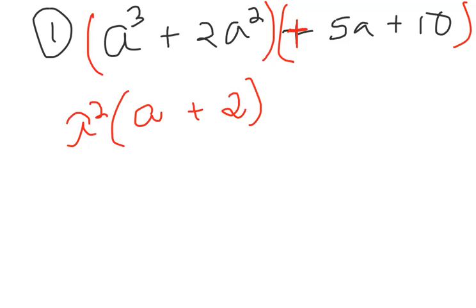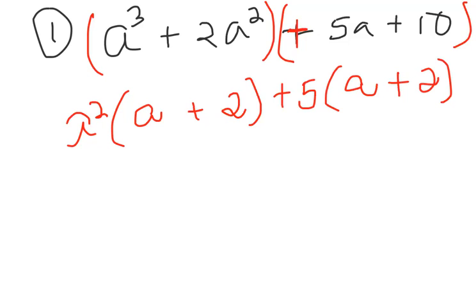So the other parentheses, in order for this to work, must also be a plus 2. So now we go to the second group, 5a plus 10. What does 5a and 10 have in common? They have a 5 in common. So we're going to go ahead and factor out the 5. If we have 5a, we factor out 5, that leaves us with a. And if we have 10, we factor out 5 out of 10, that leaves us with 2. That's the same thing as 10 divided by 5, that leaves you with 2.